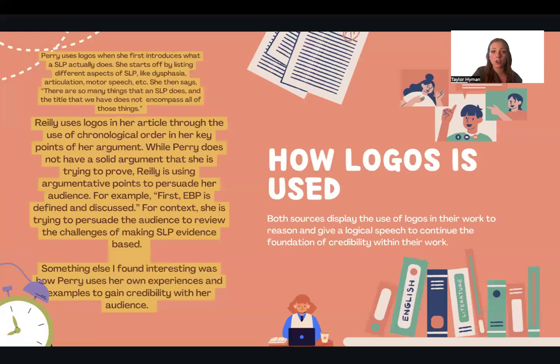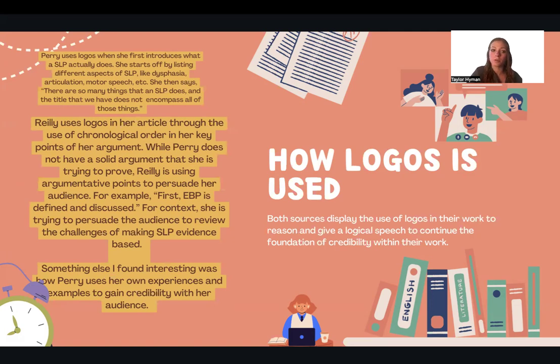Riley uses logos in her article through the use of chronological order in her key points of her argument. While Perry does not have a solid argument that she is trying to prove, Riley is using her argumentative points to persuade her audience. For example, first, EPB is defined and discussed. For context, she's trying to persuade her audience to review the challenges of making speech language pathology an evidence-based practice.